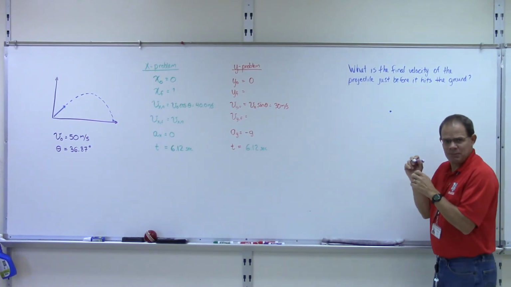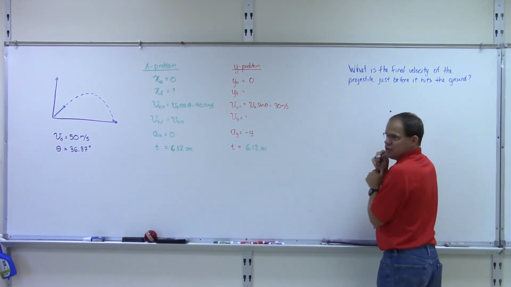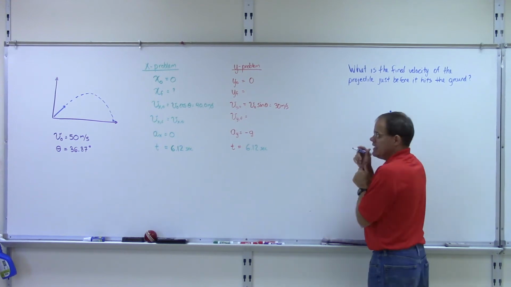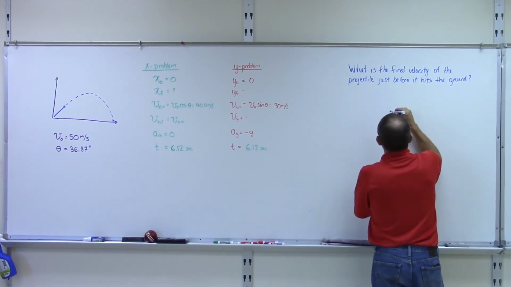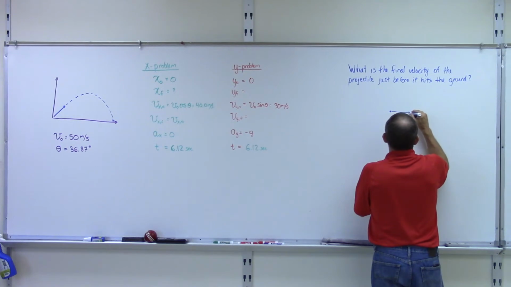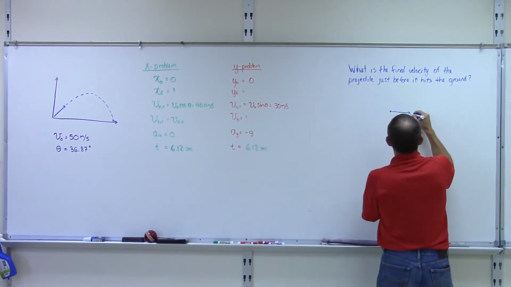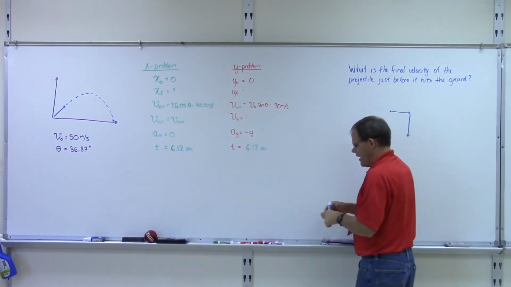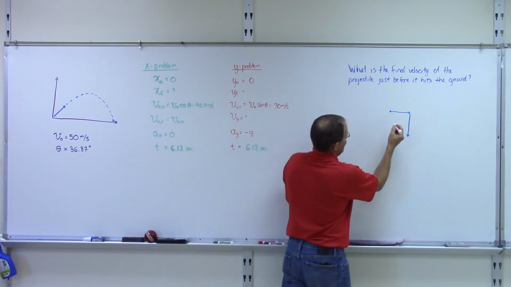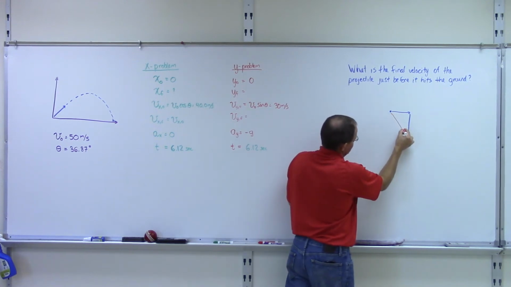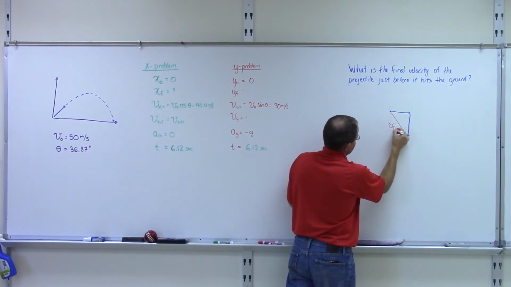that's our projectile, right before it hits the ground, it's moving in two directions at one time. It is moving over, that is the velocity in the x direction at the end of the problem, and it's moving down at the same time. And so if we want to find the final velocity, we have to find this vector right here. That is the vector that shows us the final velocity.